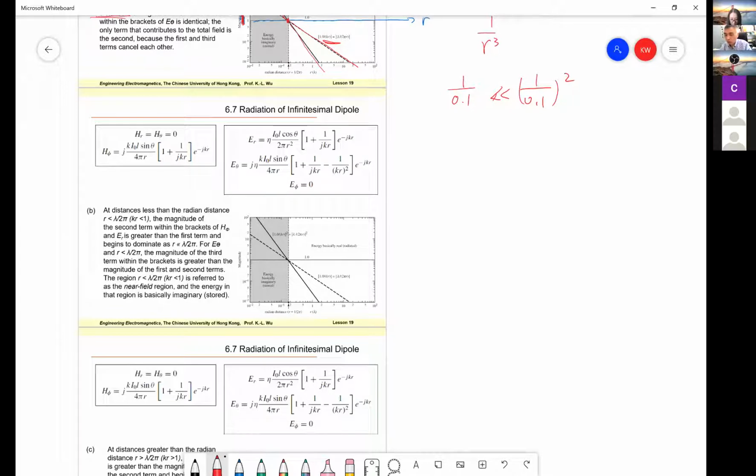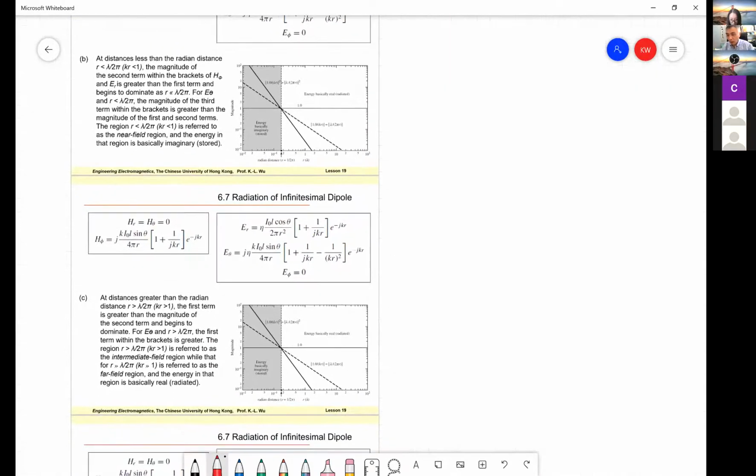When the observation point is very close to the antenna, we have both real part and imaginary part. We are going to look at how that affects the power. How about power? Because only looking at the field is not very clear, right?